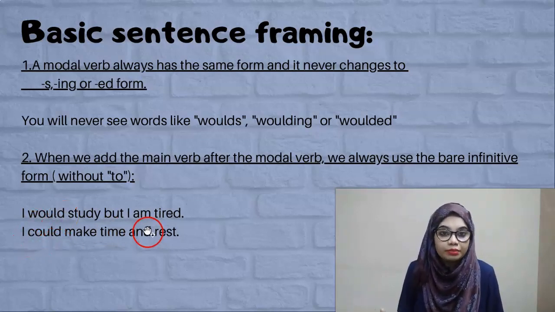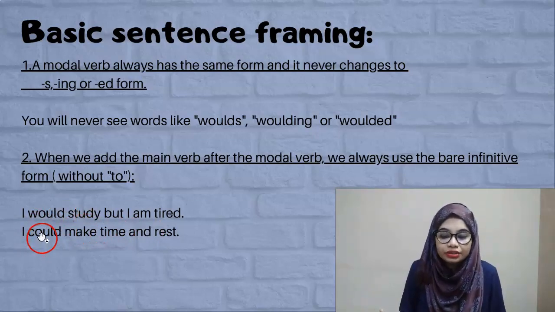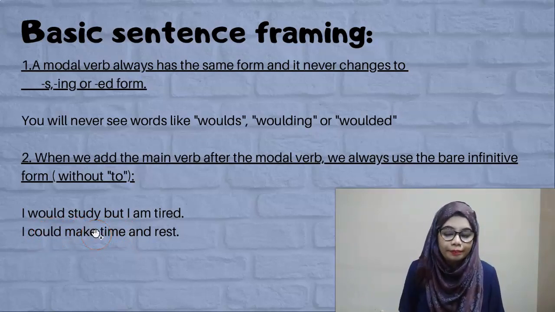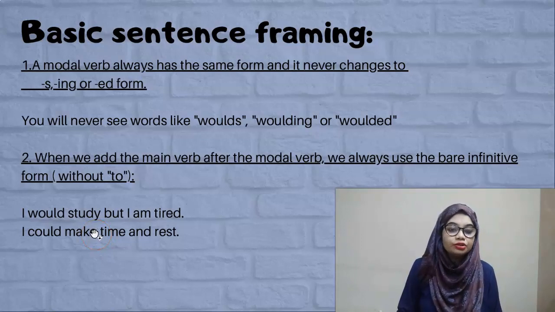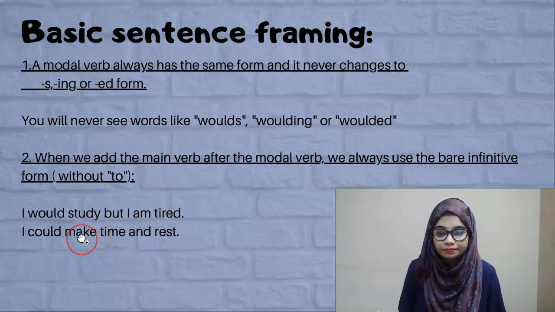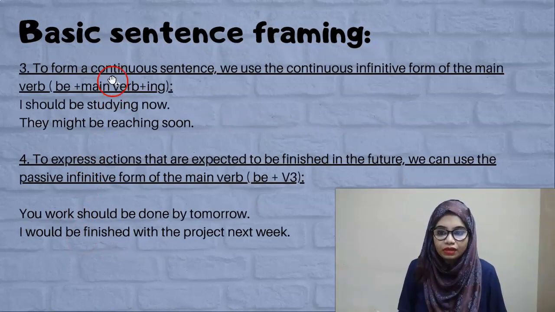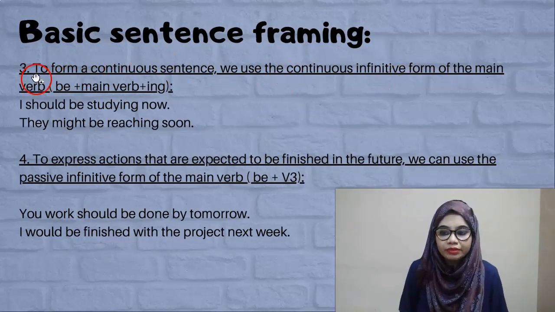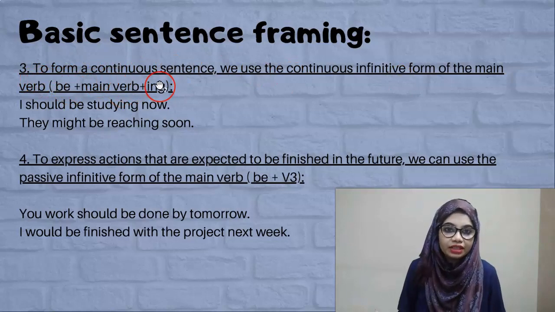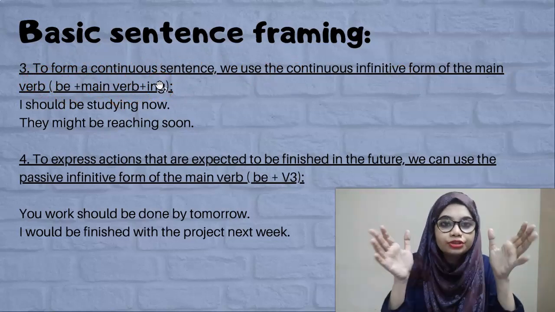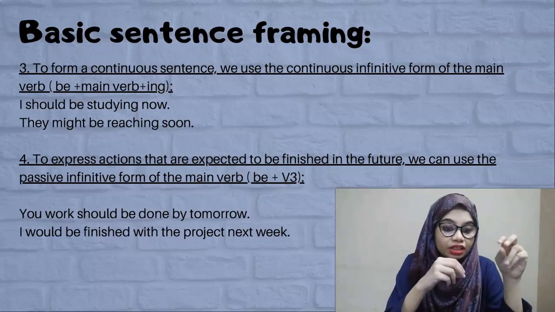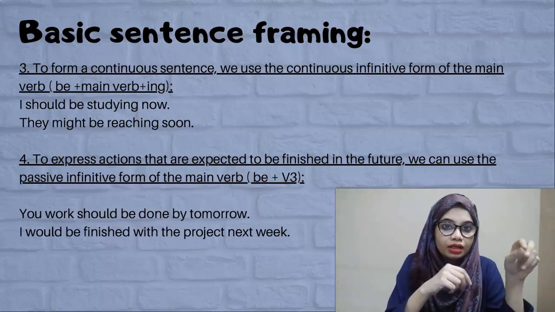I could make time and rest. So I could is the modal verb, and make is the main action, and I am not saying I could to make time. That would be wrong. To form a continuous sentence, we use the continuous infinitive form of the main verb, which is be plus main verb plus ing. Now, I want to tell you about this particular word, continuous infinitive form.